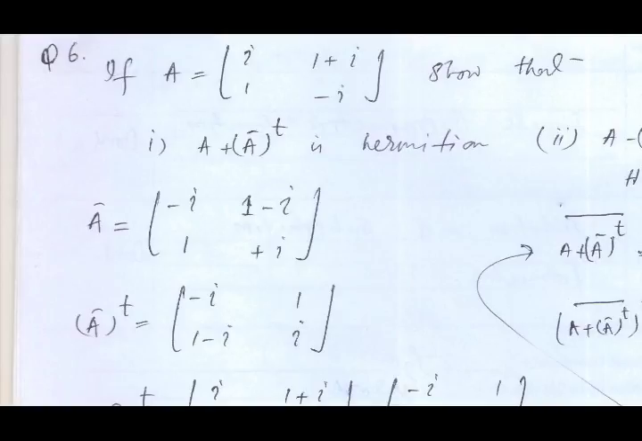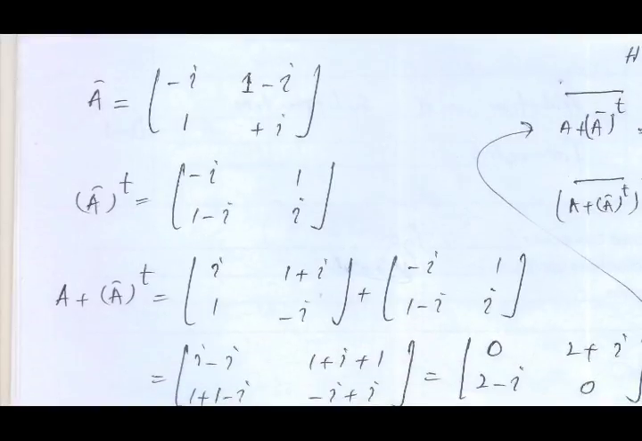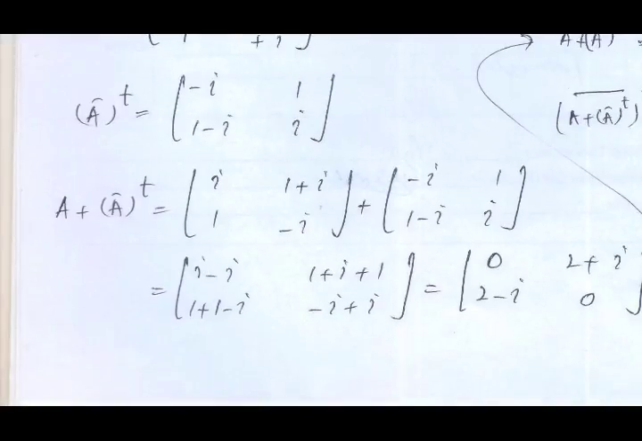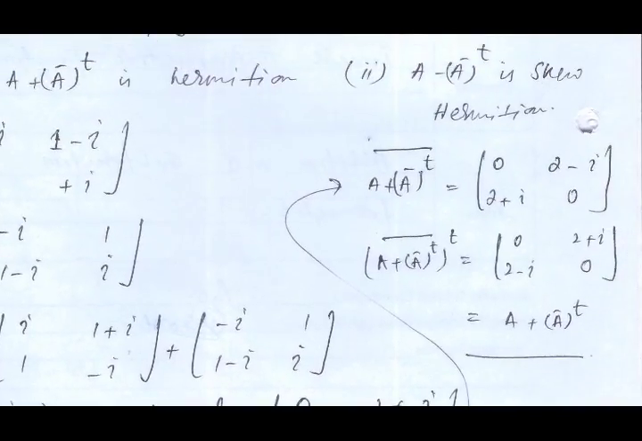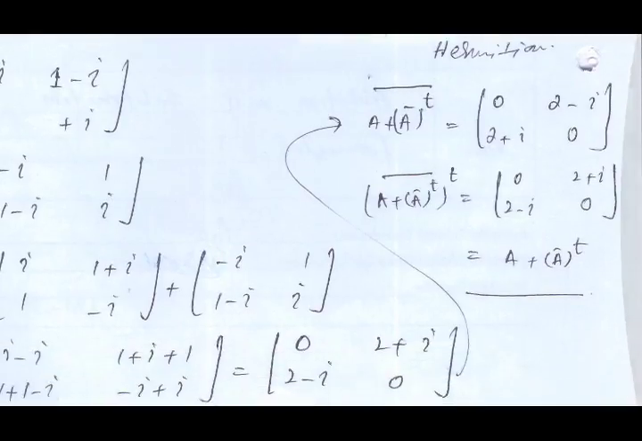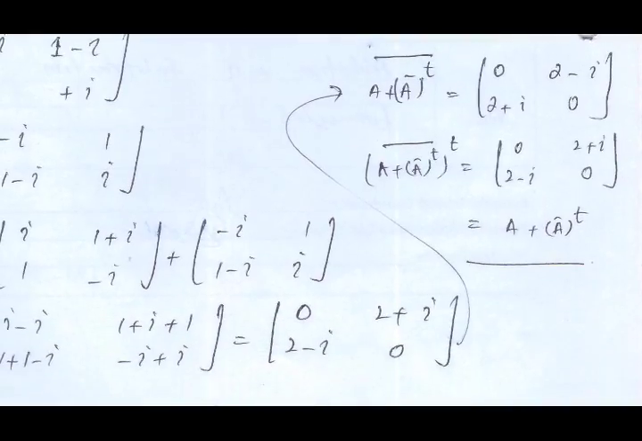And then we take its transpose, and then we add A plus A bar transpose, and this is equal to this matrix. And we show that this matrix is Hermitian. We again take its bar and then its transpose, and it is equal to the same matrix. Therefore A plus A bar transpose is Hermitian.